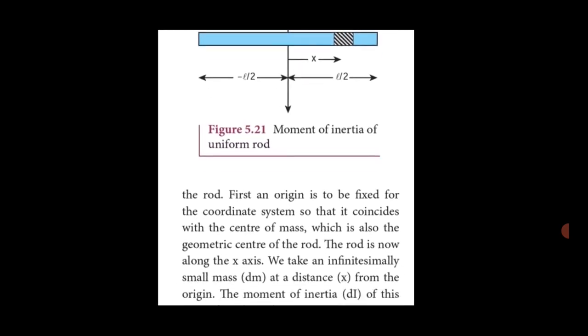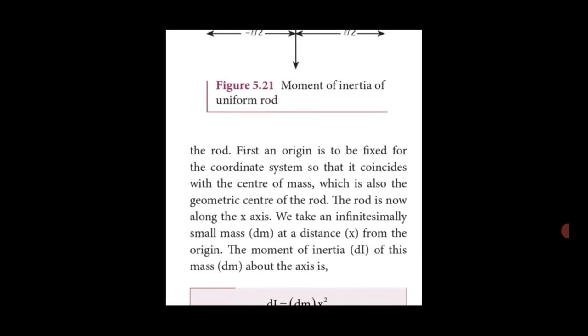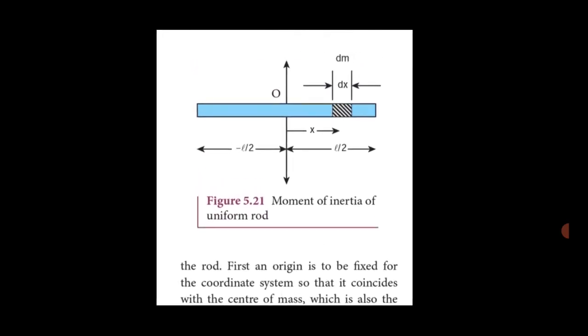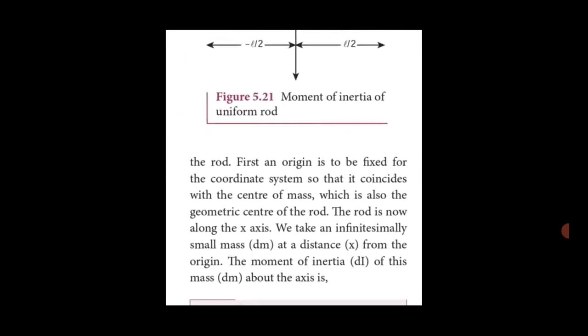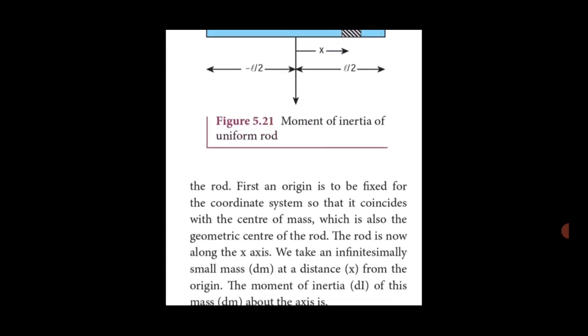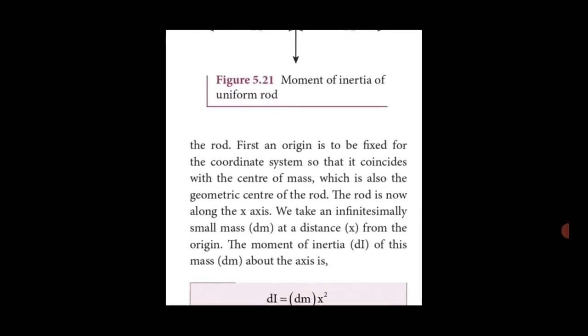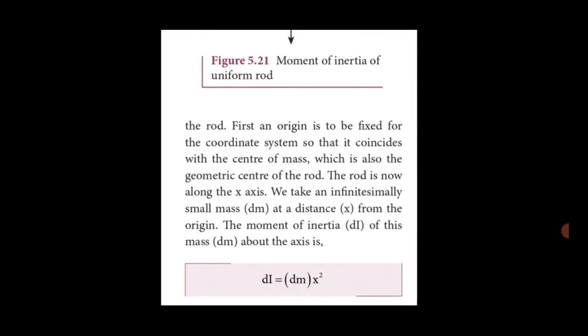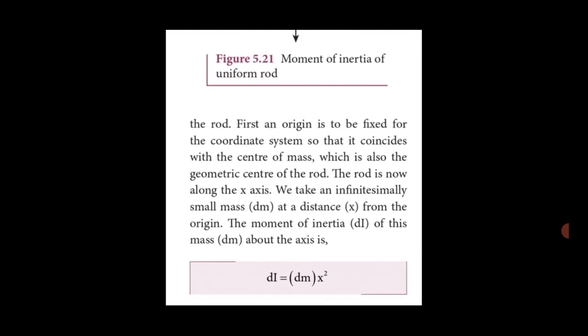First, an origin is to be fixed for the coordinate system so that it coincides with the center of mass, which is also the geometric center of the rod. So this is the center. For this rod, that is the geometric center, and that point we are taking as the center of mass. The rod is now along the x-axis.